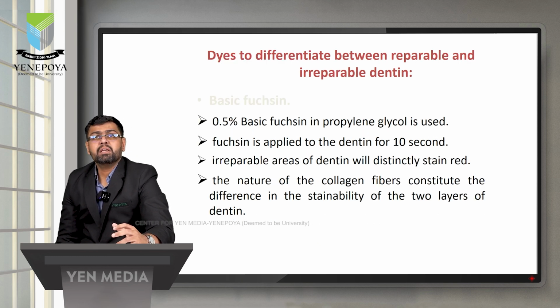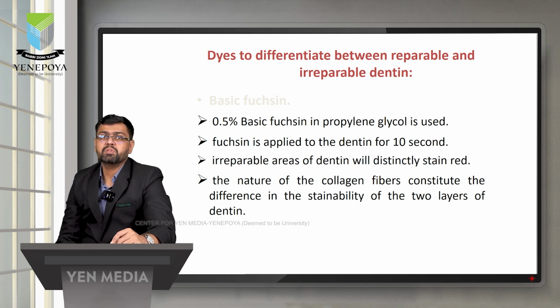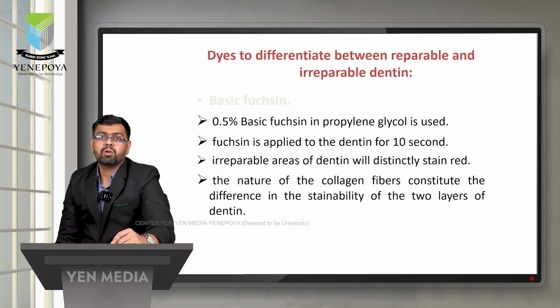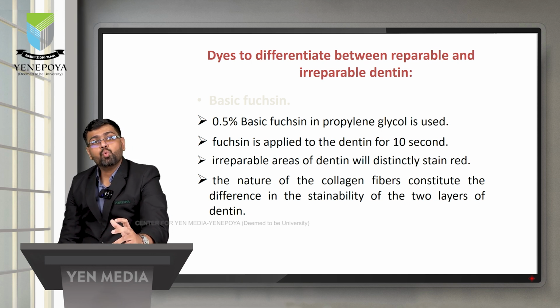Now what are the various dyes to differentiate infected from affected dentine? The most commonly used dye is basic fuchsin dye. 0.5% basic fuchsin in propylene glycol is used. This fuchsin is applied to the dentine for about 10 seconds. Irreparable area of dentine will distinctly stain red in color. The nature of the collagen fibers constitutes the difference in stainability of the two layers of the dentine.